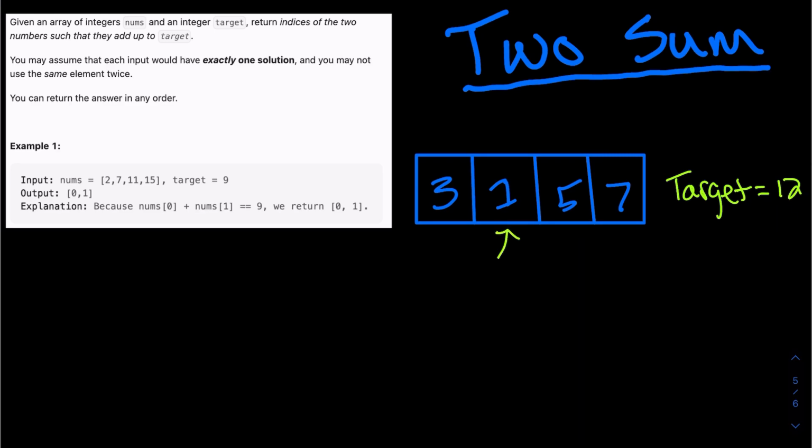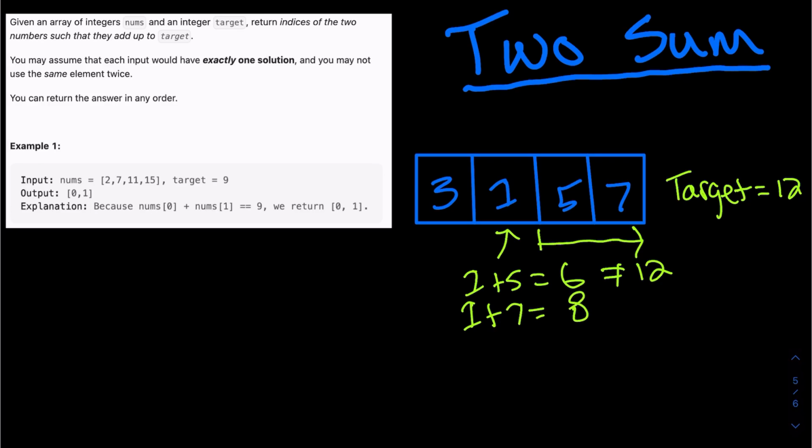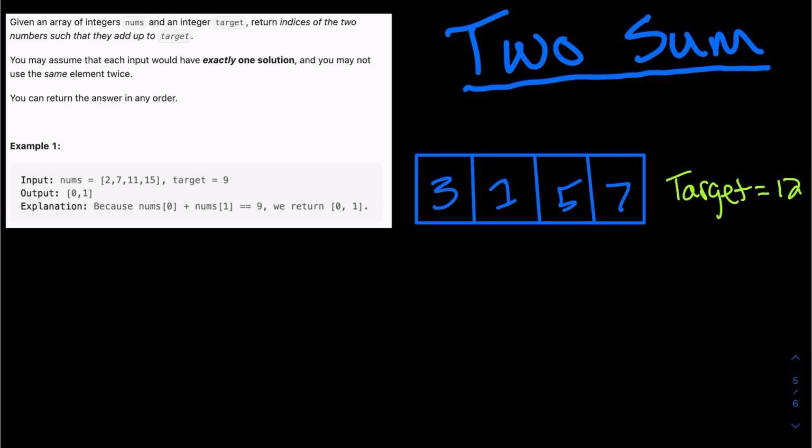And we'll increment the index to 1 with the value of 1. And now, starting from 1, we will check the rest of the array to see if 1 plus any of those values equals 12. So we'll go 1 plus 5 equals 6, which does not equal 12. Now we'll move on to 7, and we'll say 1 plus 7 equals 8, which does not equal 12. So now we're at the same thing we did with 3, and now we will increment our index to 5 and check if future values add up to 12.